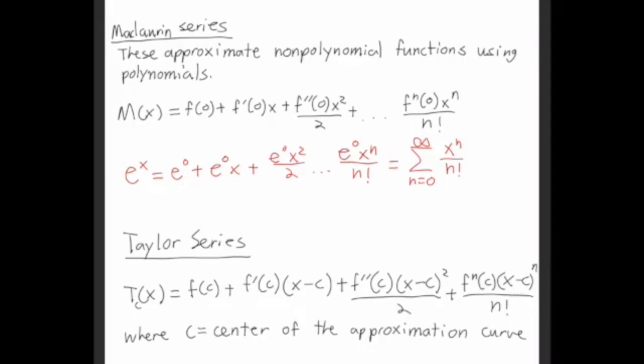So the Taylor series centered at the point x equals c: f(x) is equal to f(c), plus the derivative evaluated at c times (x - c), plus the second derivative evaluated at c times (x - c)^2 over 2, plus the nth derivative evaluated at c times (x - c)^n over n factorial, where c is the center of approximation of the curve.